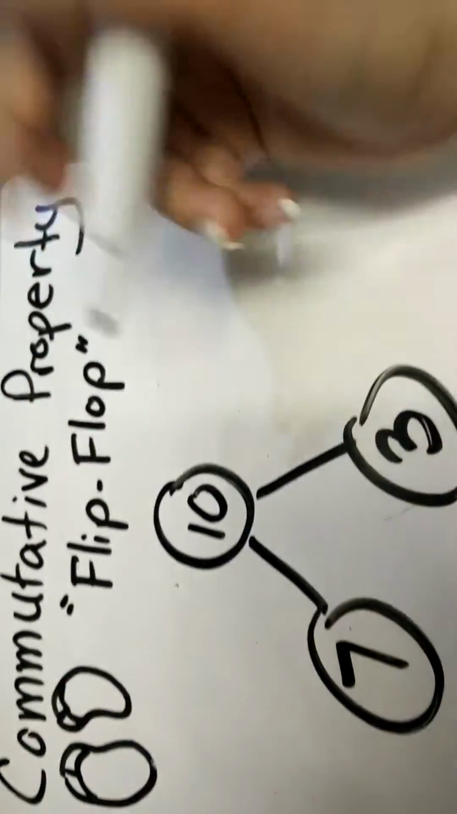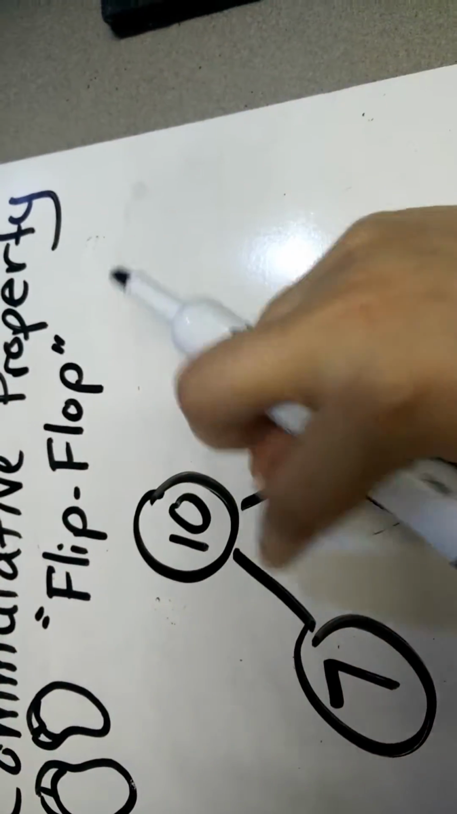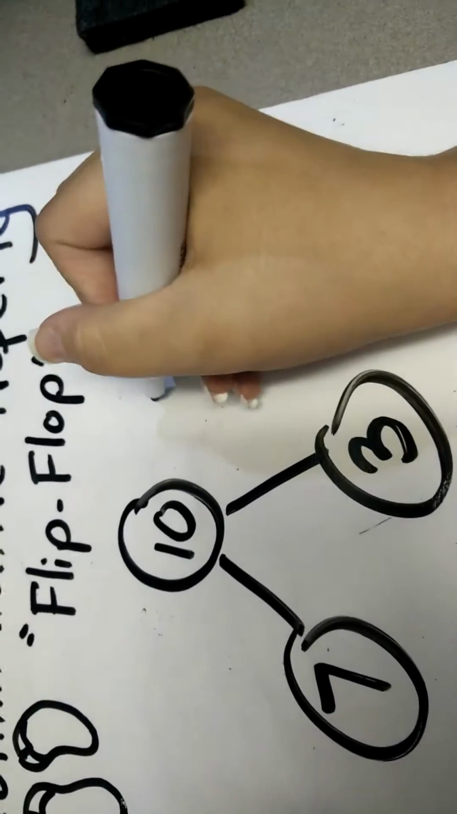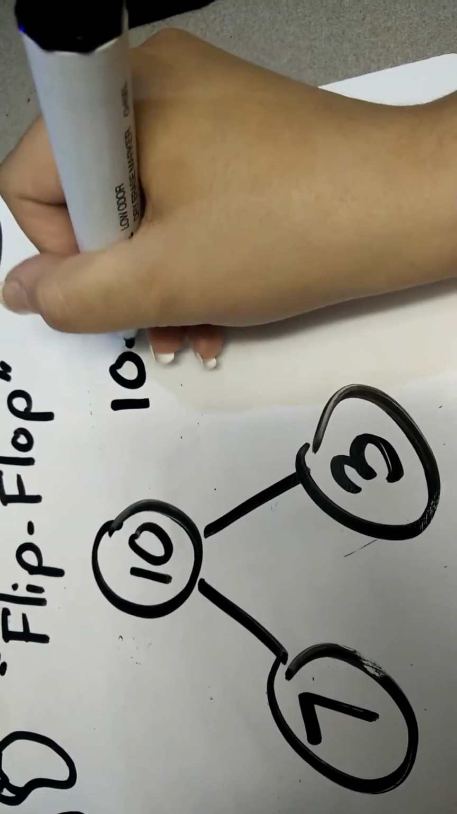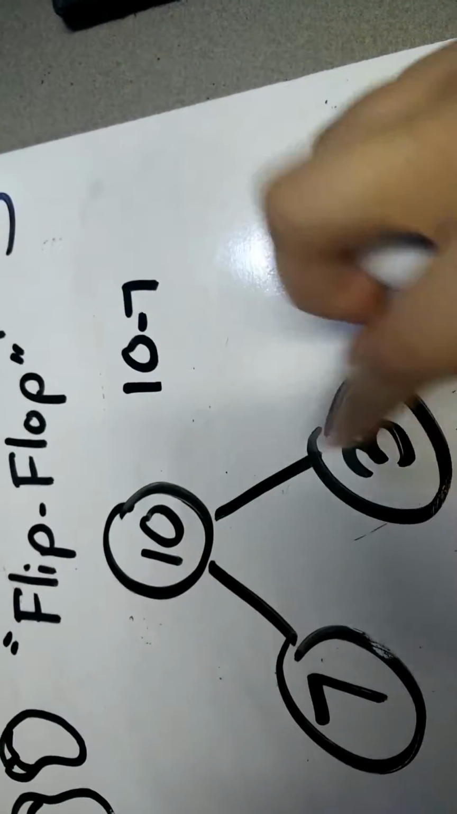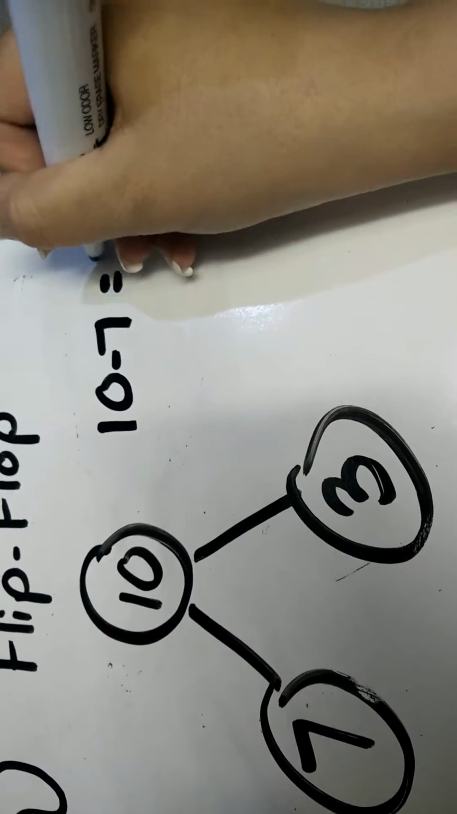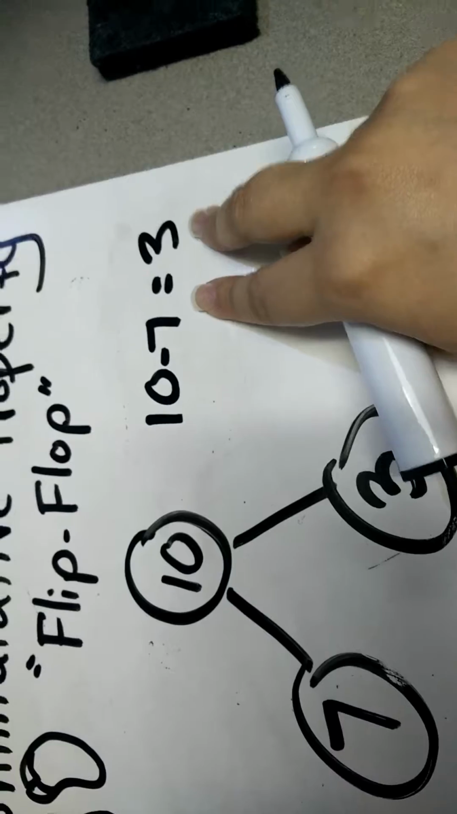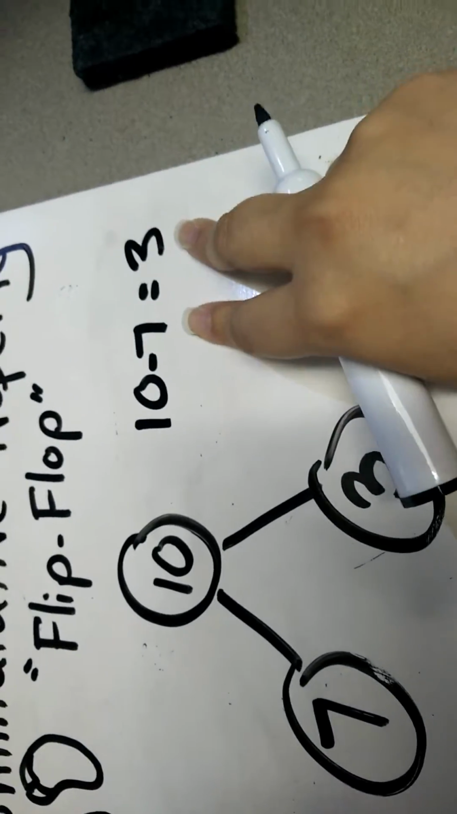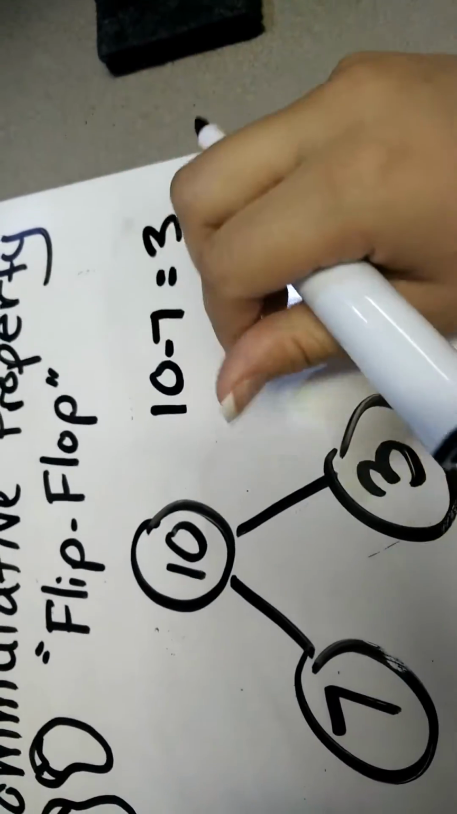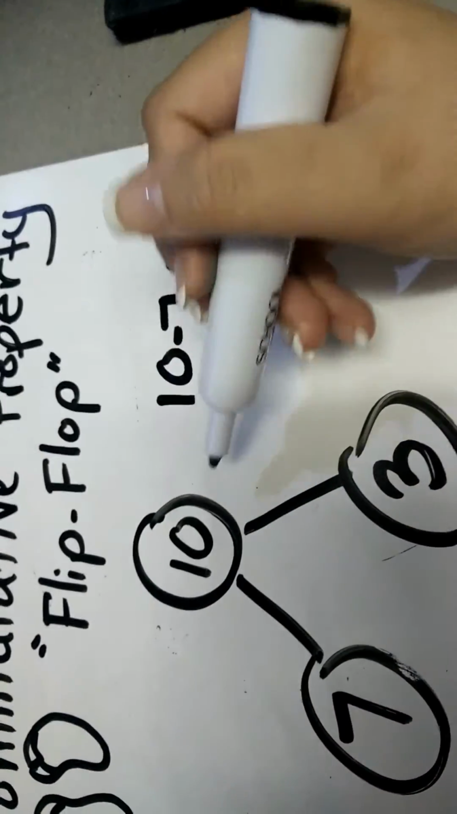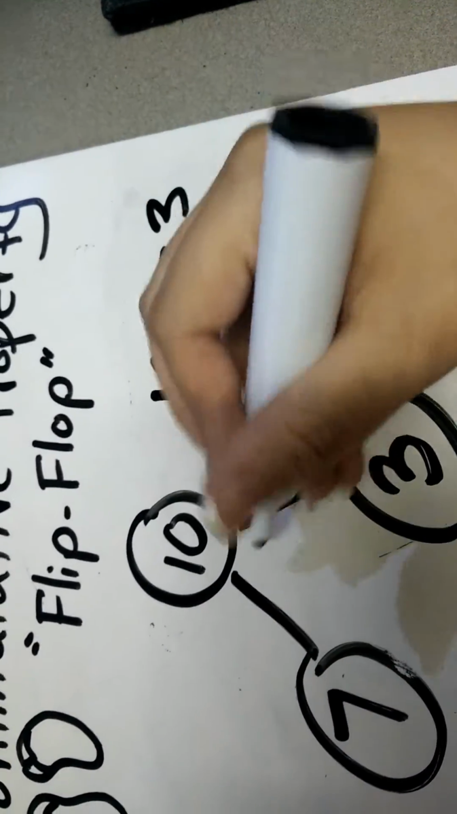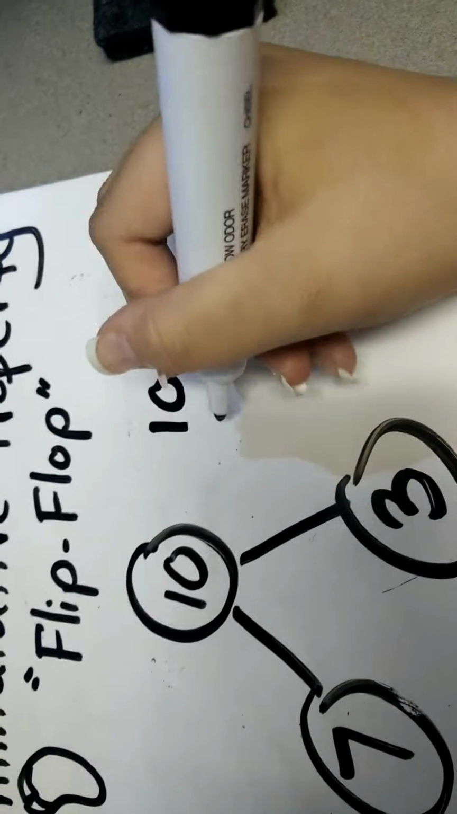Alright, so my kids should know that when you go down, you have to subtract. So I know that 10 take away 7 will equal 3. I could think, oh, I know the flip-flop of this. All I have to do is flip these two. Or you could also go the other way. So I did 10 take away 7 equals 3. Now I can go this way. 10 take away 3 equals 7.